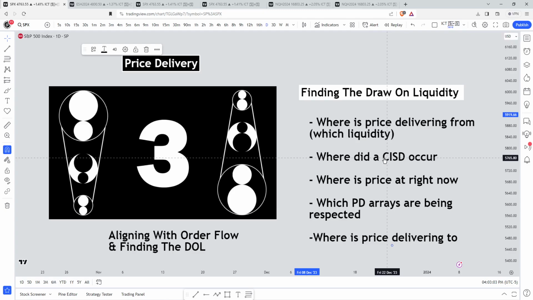Okay, I like to see, if that occurred, where is price at right now, and which PDRAs have been respected so far and which are being respected. If I can answer these questions, usually I could figure out where price is delivering to. If it's not clear, no, you just don't take a trade.